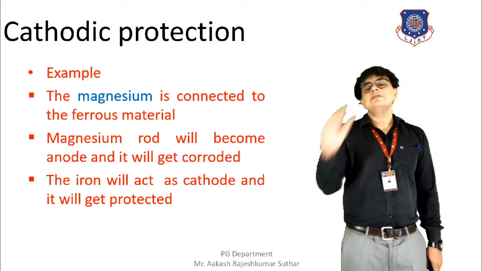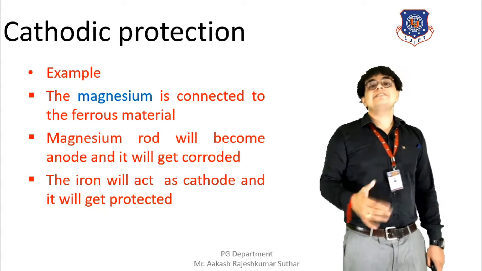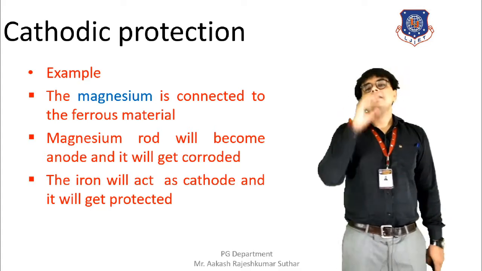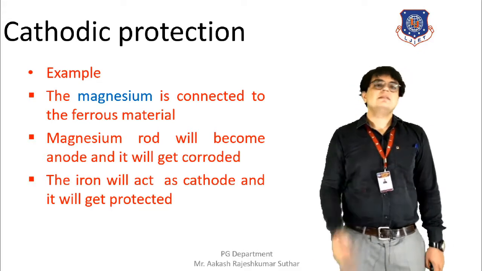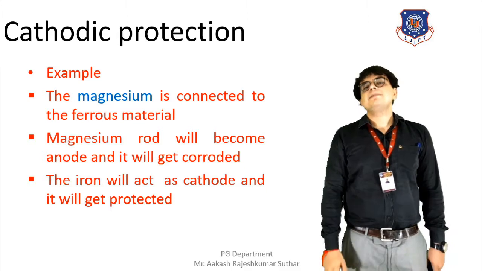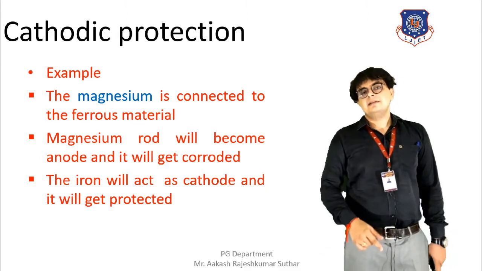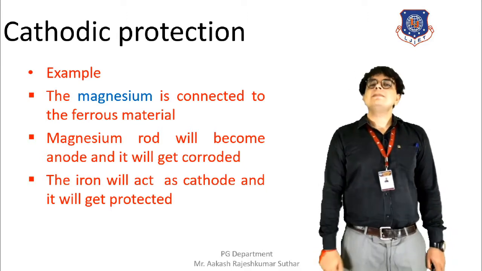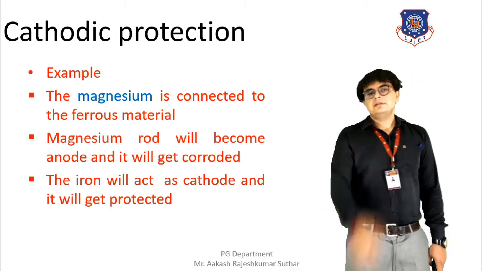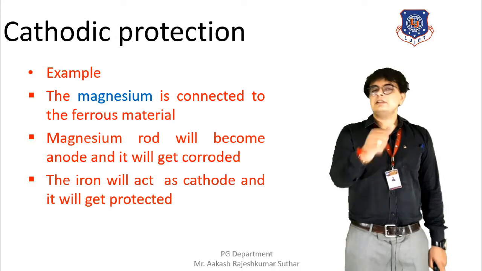So this is how corrosion protection actually takes place, and this is the principle of cathodic protection: one will be the anode and another will be the cathode. Positive current will be passed towards the cathode, and the anode will be the sacrificial member. So this is how the working takes place in cathodic protection.